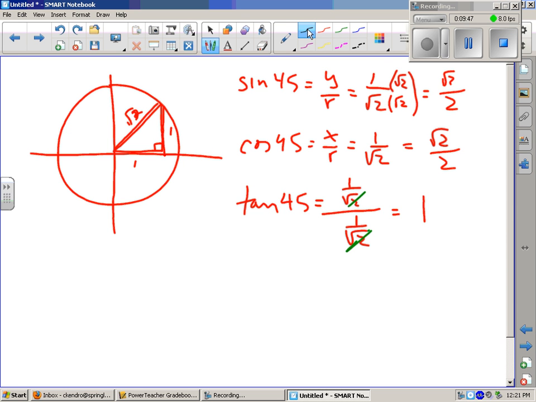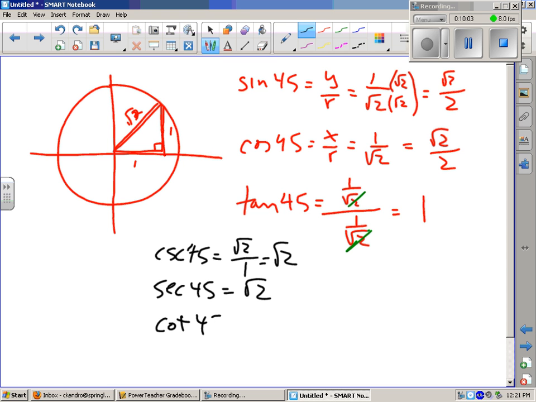All right, now we've got to flip them all over. So I'm going to start with cosecant of 45. Flip over 1 over root 2, so root 2 over 1, so just root 2. Secant is easy. It's the same exact thing. We're going to get root 2. Cotangent of 45, we're going to flip over 1. Well, 1 over 1 is still 1.